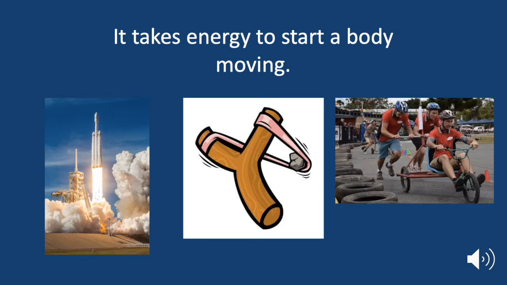Kinetic energy can't just appear from nowhere, however. Kinetic energy has to come from somewhere. If you're the SpaceX Falcon Heavy rocket, then your kinetic energy has got to come from the chemical potential energy in your fuel tanks. A rock flying through the air might get its kinetic energy from the elastic potential energy in a slingshot. And if you're riding a bike at some sort of fun competition, your kinetic energy might come from your friends pushing the bike behind you, or should we say trike.